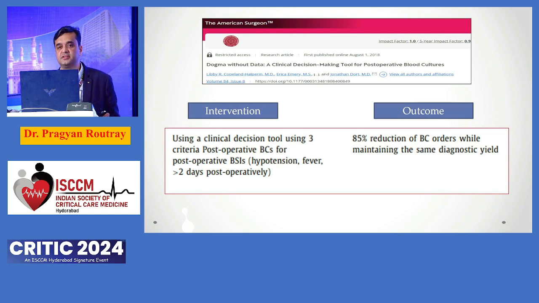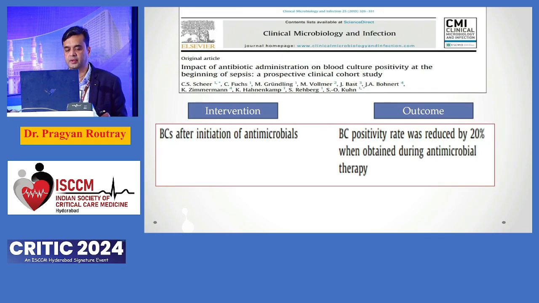With this stringent criteria, they found an 85% reduction of blood culture orders while maintaining a safe diagnostic yield. So they found that if you withhold yourself from sending blood cultures when patients are not meeting this criteria, you still have a significant decrease in blood culture orders from the surgical ICU. This is a very nice way to put it up. You can take this study to your surgical colleagues and tell them to act accordingly.